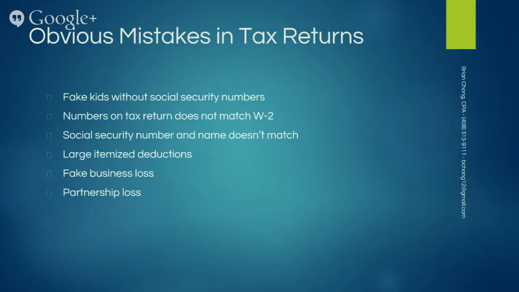And then partnership loss. This would be if you had a business that's a partnership or an S corp, and that business would file its own tax return. Then the shareholder or the partner would get a Schedule K-1 reporting their loss, and that loss gets reported on that individual's tax return on their Schedule E. So that's another place where people can enter a fake business loss. But the chance of getting audited there is actually a lot lower than with the Schedule C.